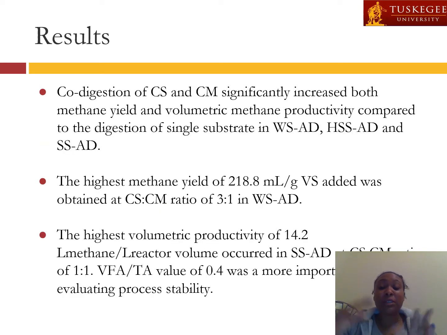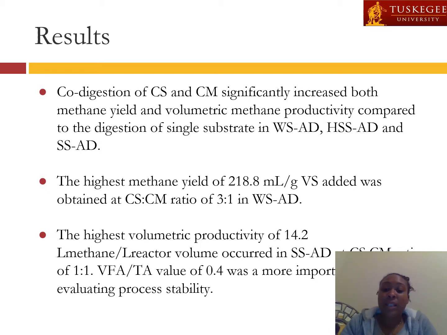And this is some more results showing the significance of the methane yielded and the volumetric methane productivity concerning the three conditions, which shows that co-digestion can increase the methane yield. The highest methane yield was 218.8 milliliters per gram of volatile solids added, at a corn stover to chicken manure ratio of 3 to 1, and that was in the wet state of the anaerobic digestion.